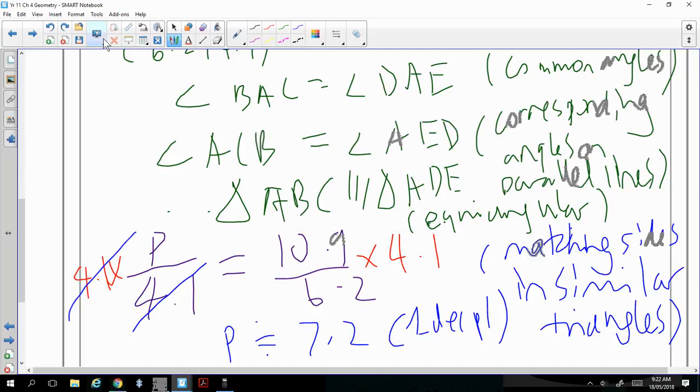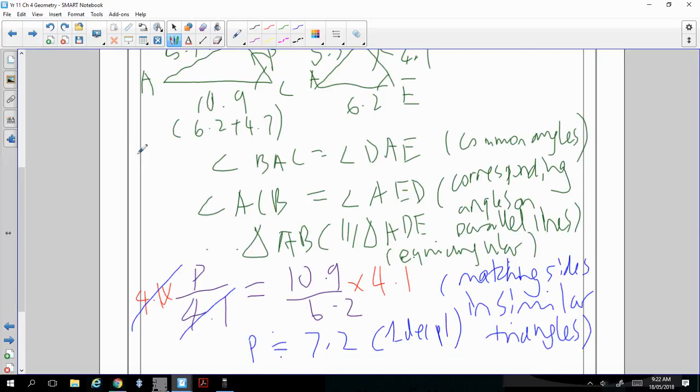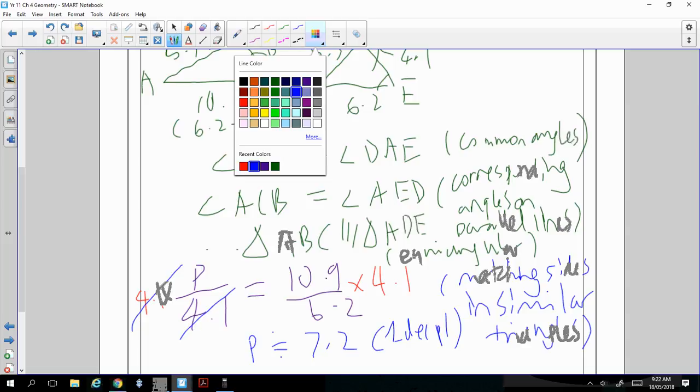Okay, these are all the reasons. I need to say one more thing before we move on. Now, what's the one thing we could do? Now, let's find M differently. What's the other way to find out M? The other way to find out M is to use similar triangles, isn't it?